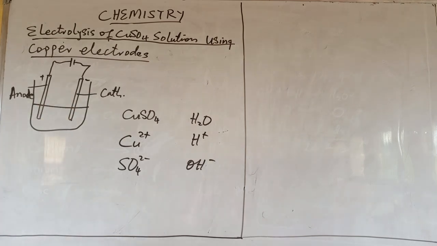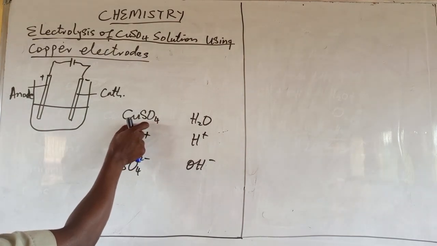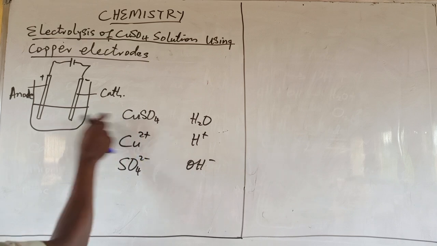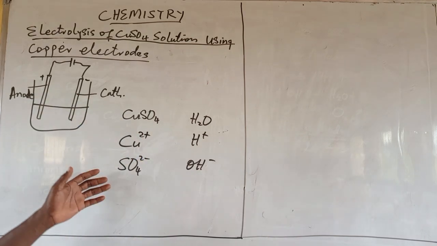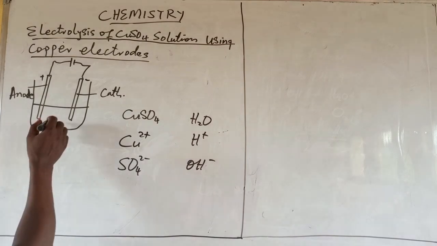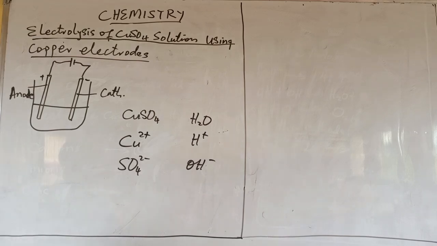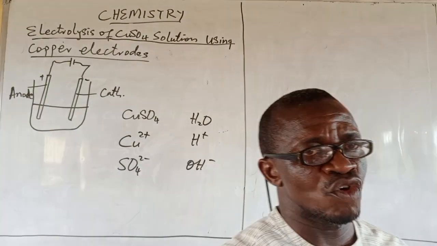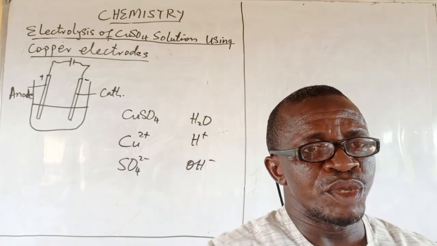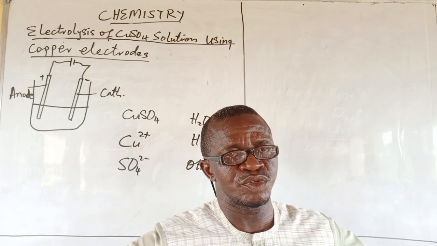Now what will happen at this point is that, remember, the solution is still copper salt. So you have copper here, you have copper here, you have copper here. Now what do you expect to happen? Now this copper, the anode, will dissolve. The anode will dissolve while the cathode will be increasing, will be building up. Anode will be reducing, cathode will be building up.